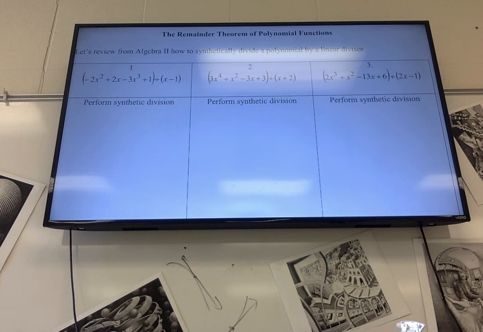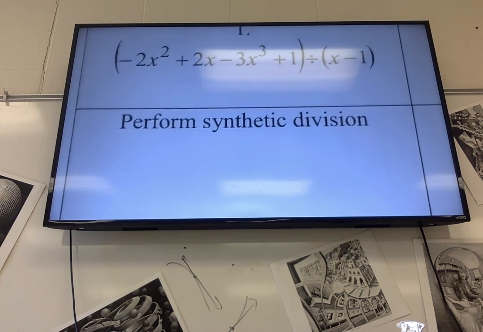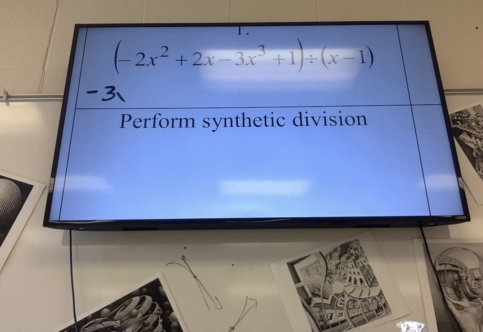Okay, so number 1 here, we are going to review from Algebra 2, synthetic division. So first thing you want to do is they do have to be in order, what you're dividing by. So remember we kept saying when we're factoring, that's what we want to do. We want to do it here too. So the exponents have to go in order. So I'd put negative 3x cubed first, then minus 2x squared, then plus 2x, then plus 1.